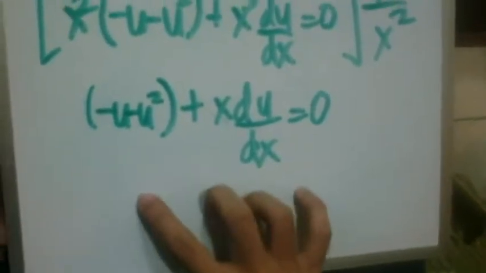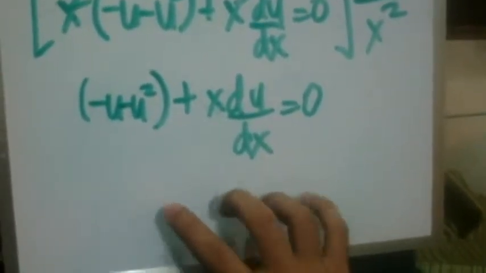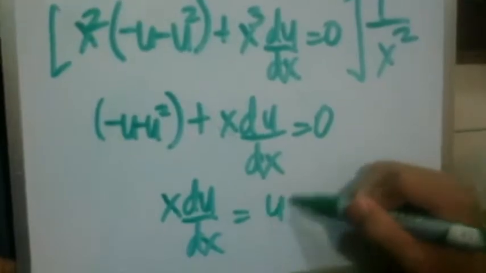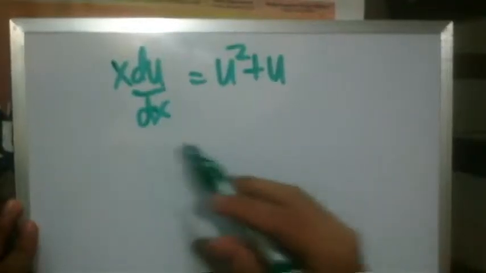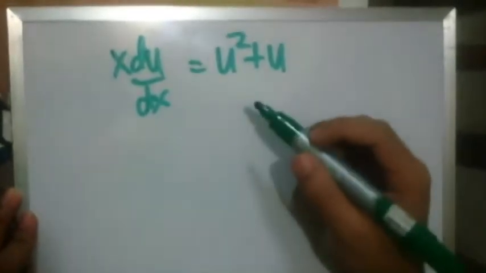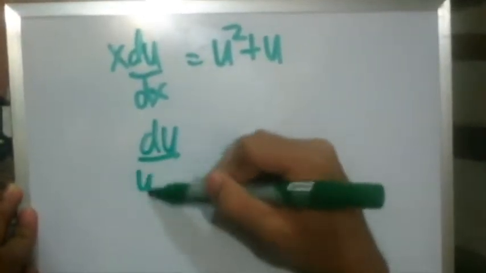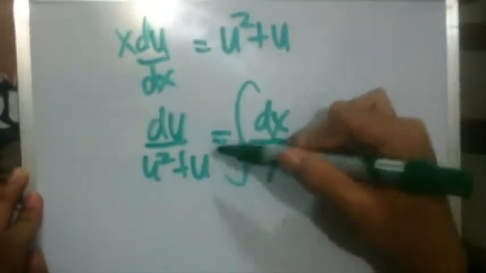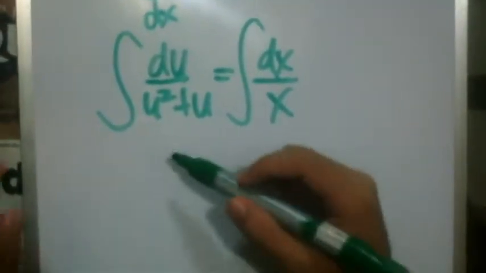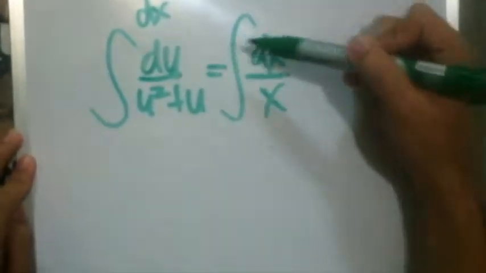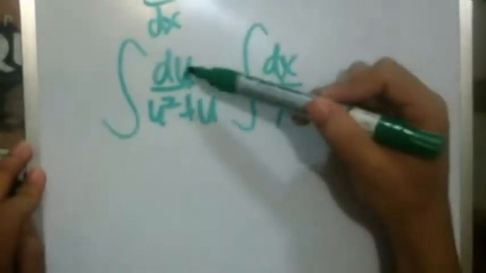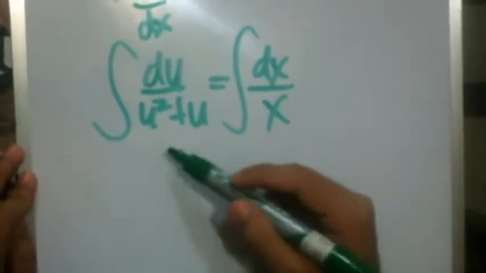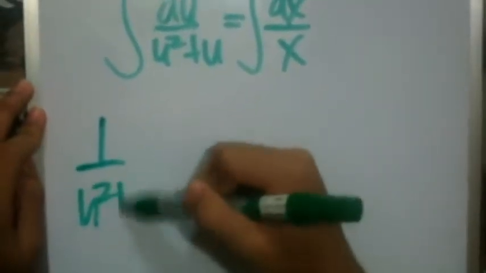So in this equation, we can use the separable differential equation. Then we will separate this and integrate it. As you can see, we can easily integrate this, but for du over u squared plus u we still need to use partial fractions. So we will solve the partial fraction.